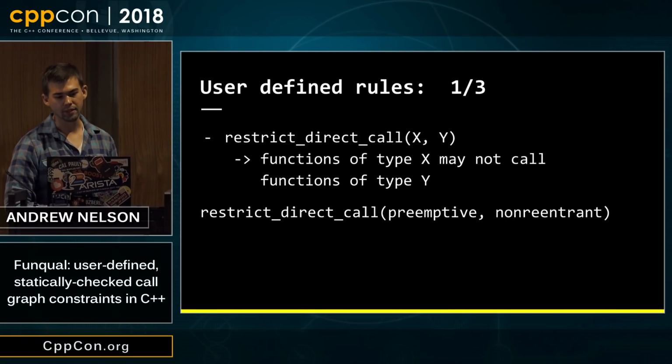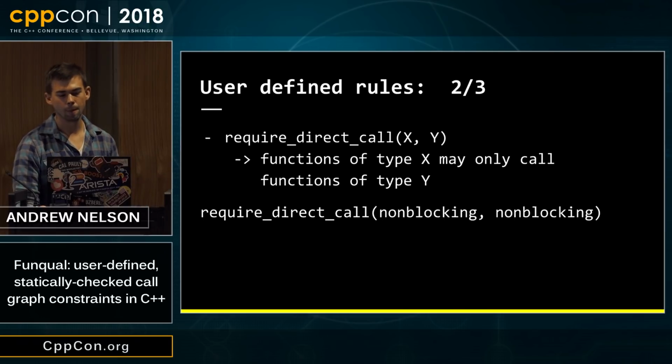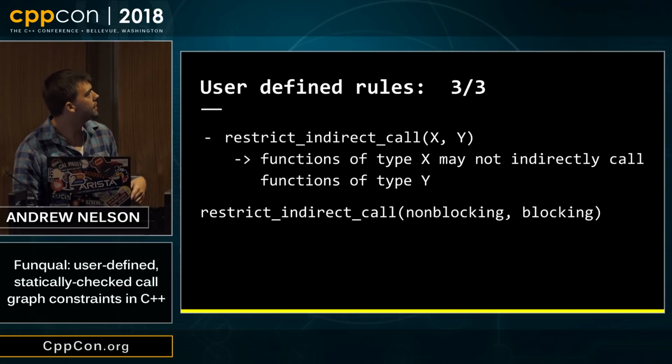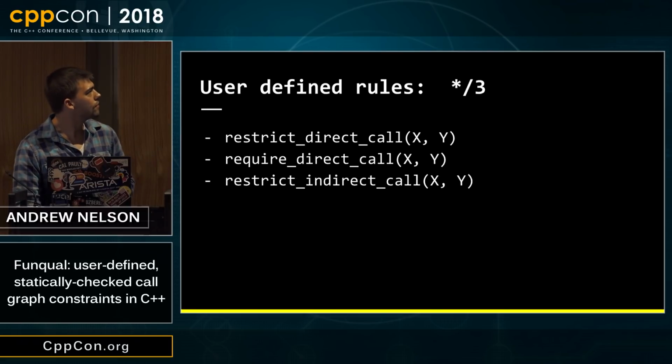There's three kinds of rules we want to support initially. The first is restrict direct call from X to Y. An example would be I want to restrict all direct calls from preemptive functions to non-reentrant functions. The next would be require direct call, which would be something like I want to require non-blocking functions to only call other non-blocking functions. And the third would be restrict indirect call, such as I want non-blocking functions to never call, whether directly or indirectly, blocking functions. And I should mention all these tags are as annotated by the user. Here's our three rules that we support right now.